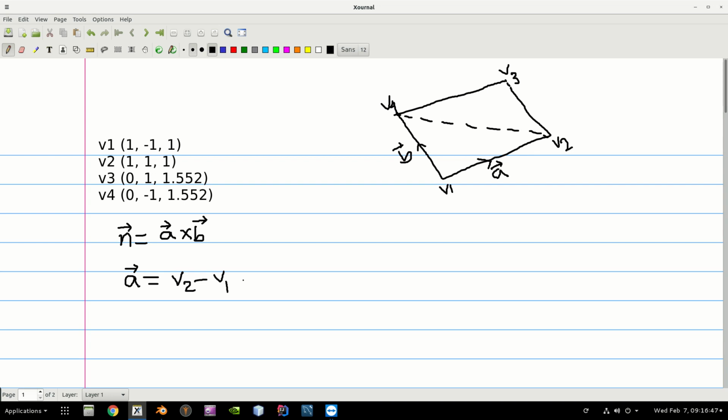Okay. So what is it going to be like? V2 minus V1, we got 1 minus 1, that's 0. That's 0 i hat, plus 1 minus minus 1, 2j hat, and 0k hat. Okay, so this is pretty much 2j hat. This is vector A. Help me out with the second one, this B vector. V4 minus V1.